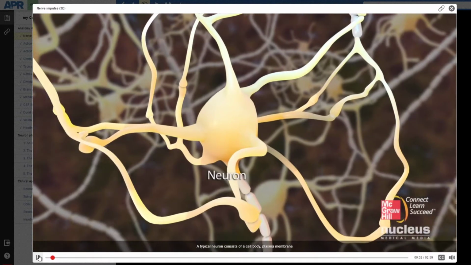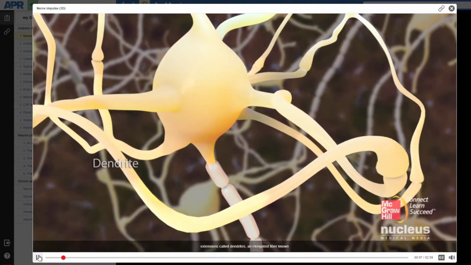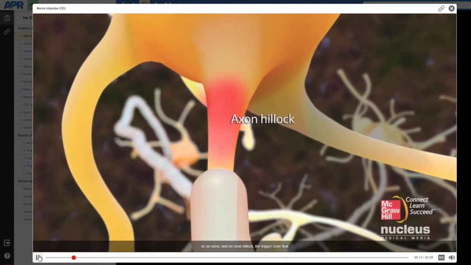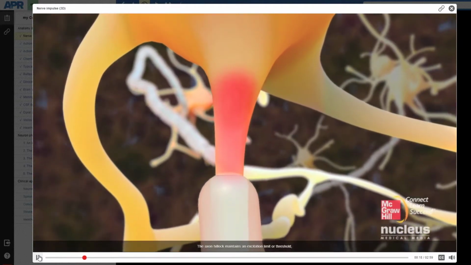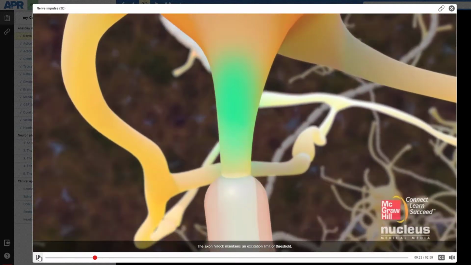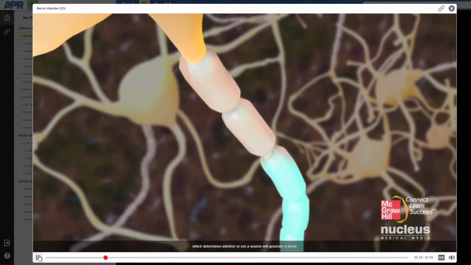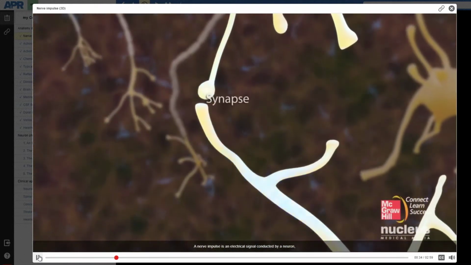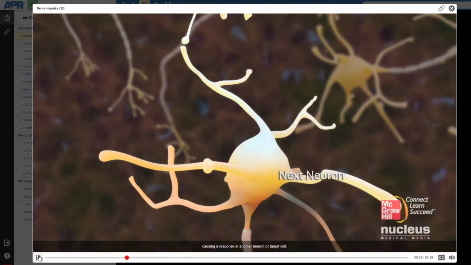A typical neuron consists of a cell body, plasma membrane extensions called dendrites, an elongated fiber known as an axon, and an axon hillock, the trigger zone that releases a nerve impulse. The axon hillock maintains an excitation limit, or threshold, which determines whether or not a neuron will generate a nerve impulse. A nerve impulse is an electrical signal conducted by a neuron, causing a response in another neuron or target cell.